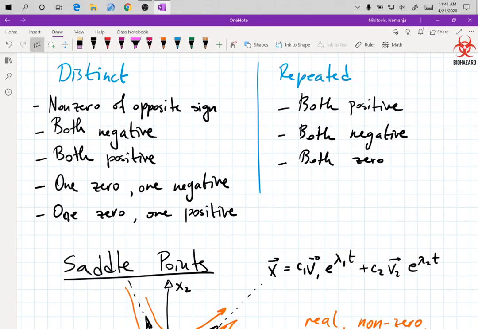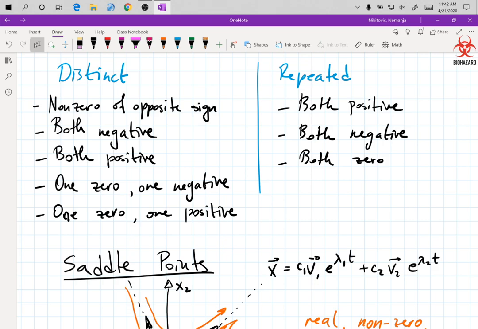We covered all of the possibilities for the distinct eigenvalues. The saddle point was the non-zero of opposite sign, and then we had both negative, right, the sink, the both positive, it's the source, and then we had these straight line solutions that were going towards the 0 eigenvalue vector, or are going away from it, right, depending on whether the non-zero eigenvalue was positive or negative.